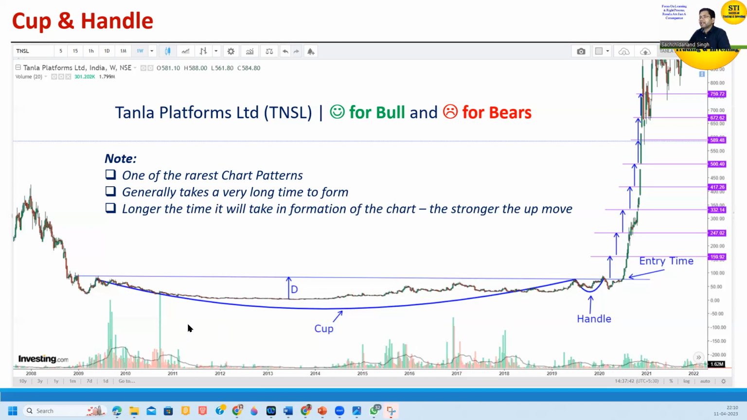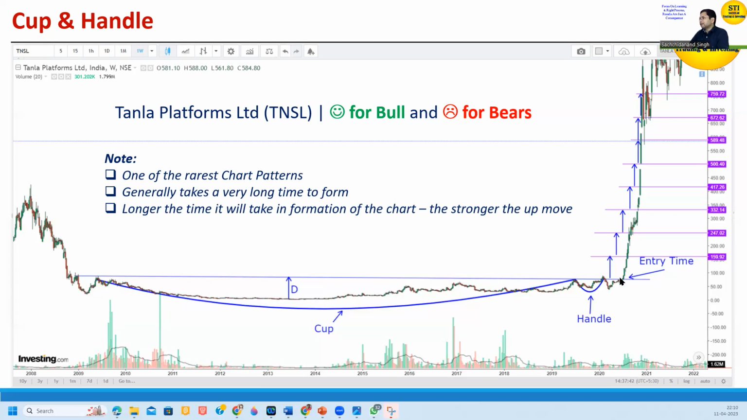The main important thing is to identify that cup and handle formation. And when that formation happens, in this example, it happens after a very, very long time, from 2009 to 2020. You can understand it took almost 11 years for that formation to happen. However, when that formation happens, it gives a multi-fold result.